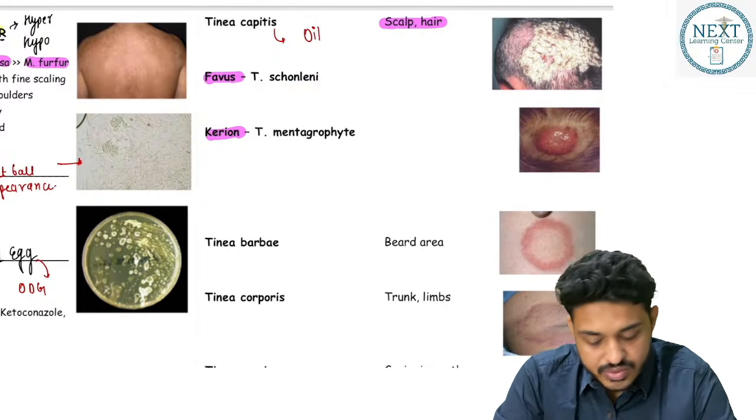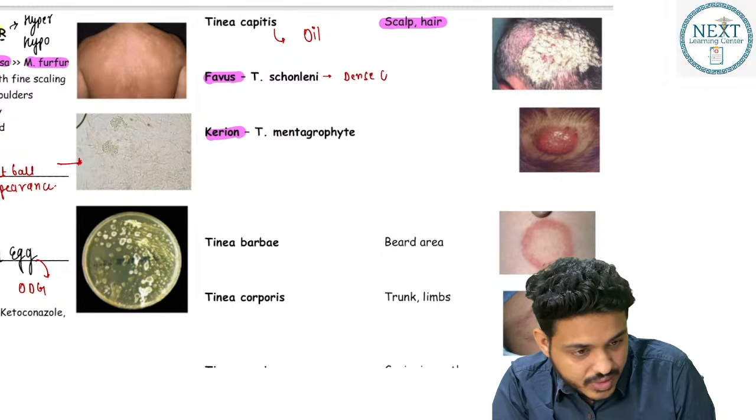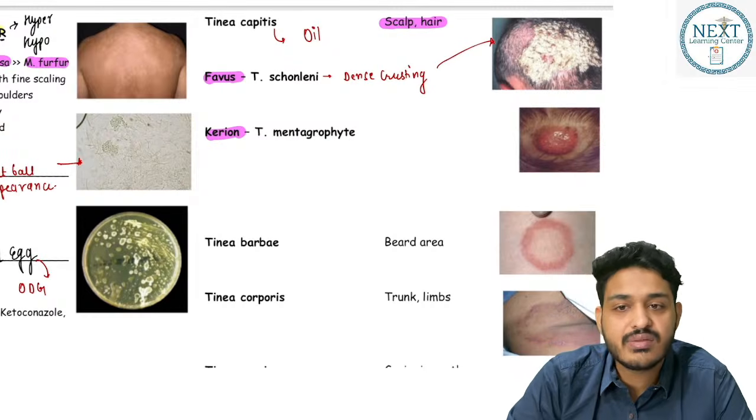It is due to tinea favosa, where you will be having dense crusting. This is going to cause what? Dense crusting is going to be there. This is going to be what? Favus, right? You can have dense crusting.